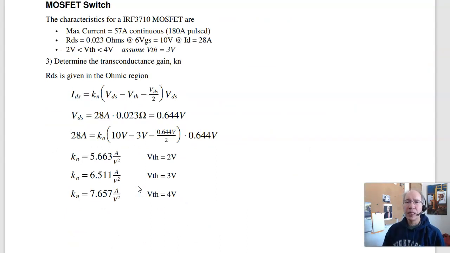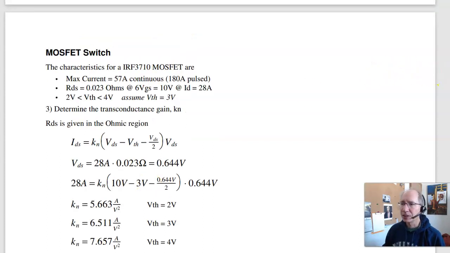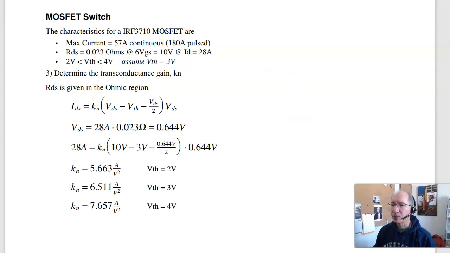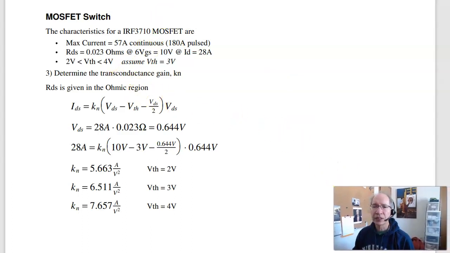Problem 3 looks at using a MOSFET as a switch. Now, if you go to DigiKey and you find the data sheets for an IRF3710 MOSFET, one of the MOSFETs used in CircuitLab, here are the specs. From this, I can get the transconductance gain. The one you care about is this one right here.